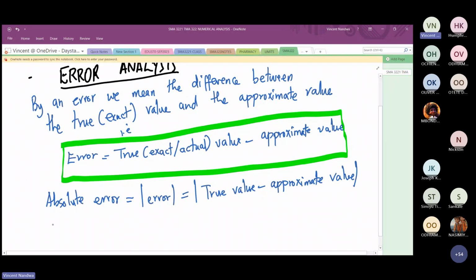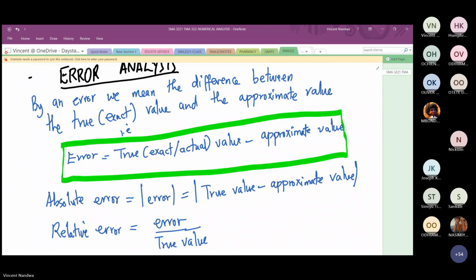And then relative error is given by error over the true value. And remember, the term true is the same as exact or the same as actual, so we'll be using them interchangeably. Relative error is error over true value. And in most cases, when we'll be talking of error, we'll be implying the absolute error.